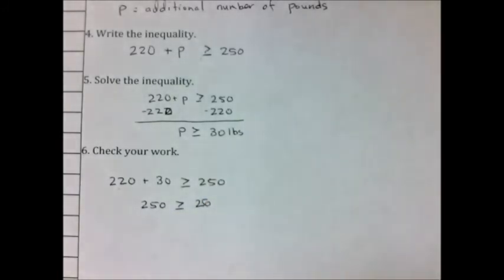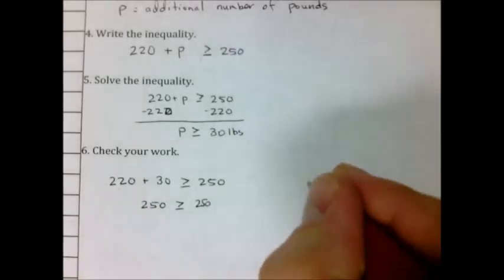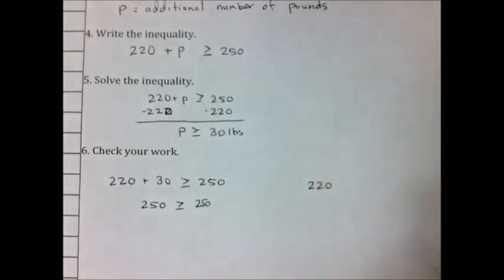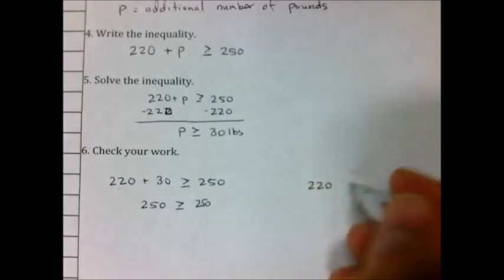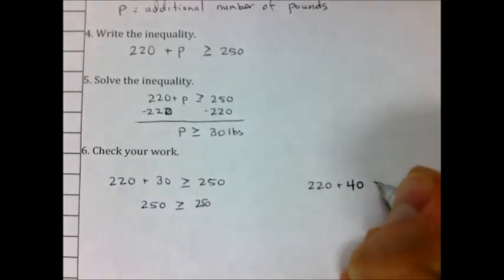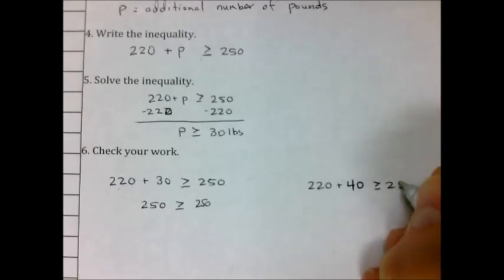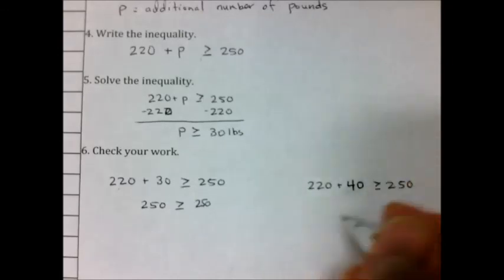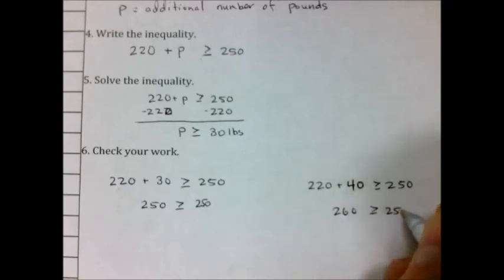Let's say that Josh instead, the additional number of pounds he's able to lift is 40. We want to check it with two different values, one that is the exact value and one that is more. Let's say it's 40. If we were to add this, 220 plus 40 is 260 pounds. That is greater than 250 pounds, so that makes sense as well.